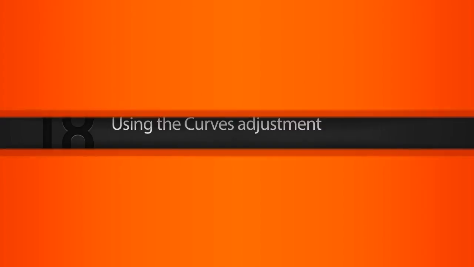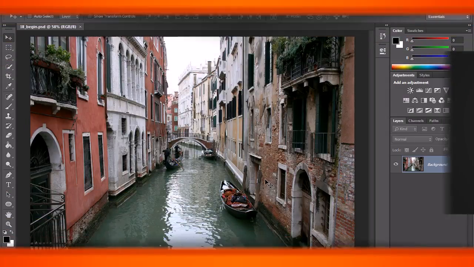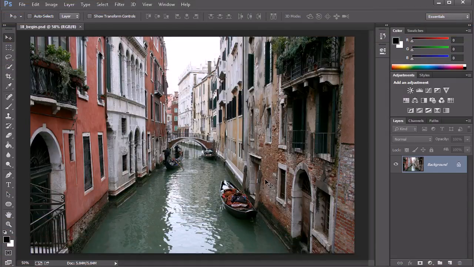In this lesson, we'll learn how to use the curves adjustment here inside of Photoshop. All right, great. So I've got our lesson 18 begin file open here. And we've looked at the brightness contrast adjustment, and we've also in the last lesson learned about the levels adjustment. Now, between those two, the levels was giving us a greater degree of control over the light and the dark values in our image, the luminance values.